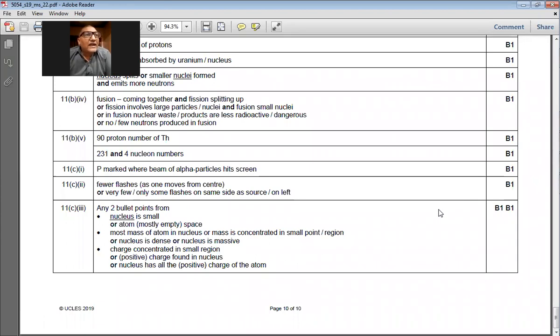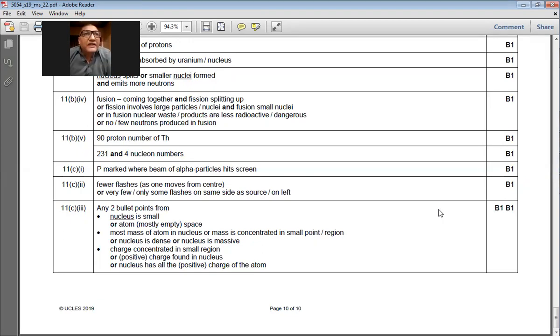Here we have the mark scheme. P marks where the beam of alpha particles hits the screen. Fewer flashes as one moves from the center, or very few, only few flashes on the same side as the source on the left. Any two bullet points from: nucleus is small, or atom mostly empty space; most mass of atom in the nucleus, or mass is concentrated in a small pointer region, or nucleus is dense, or nucleus is massive; charge concentrated in a small region, or positive charge found in the nucleus, or nucleus has all the positive charge of the atom.